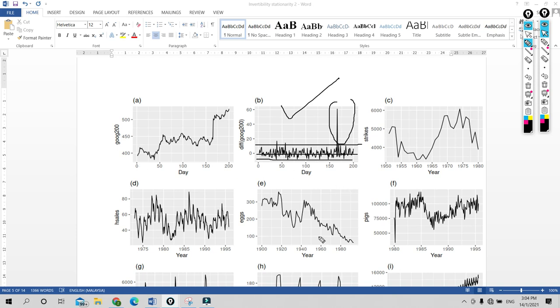So from these nine graphs, the only graph that can be considered as stationary data, or stationary time series, is graph B. So this is how we decide stationarity based on the graph here. Okay.